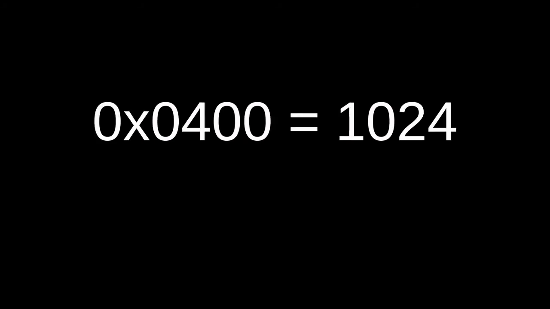0x0400 is equal to 1024, which is the number of subscribers that this channel has surpassed. So in this video, I'm going to explain how to convert a hexadecimal number, the number that you see on the left, to a human readable number, the number that you see on the right.